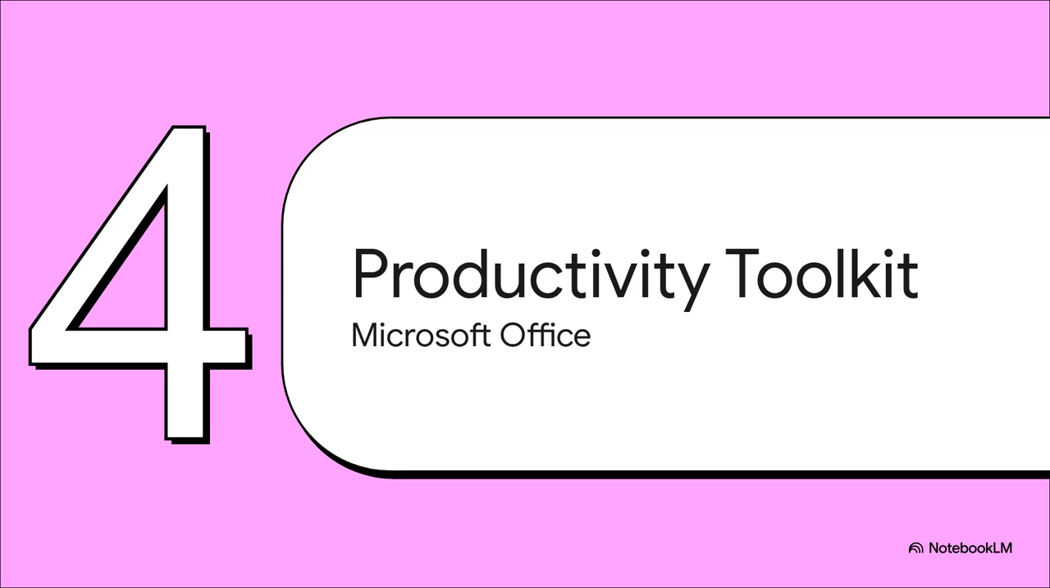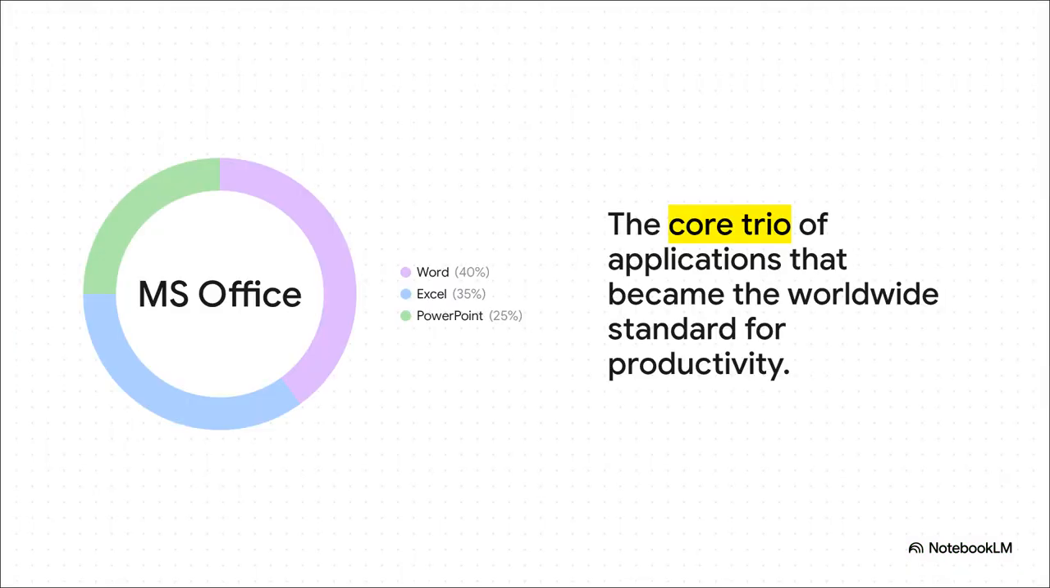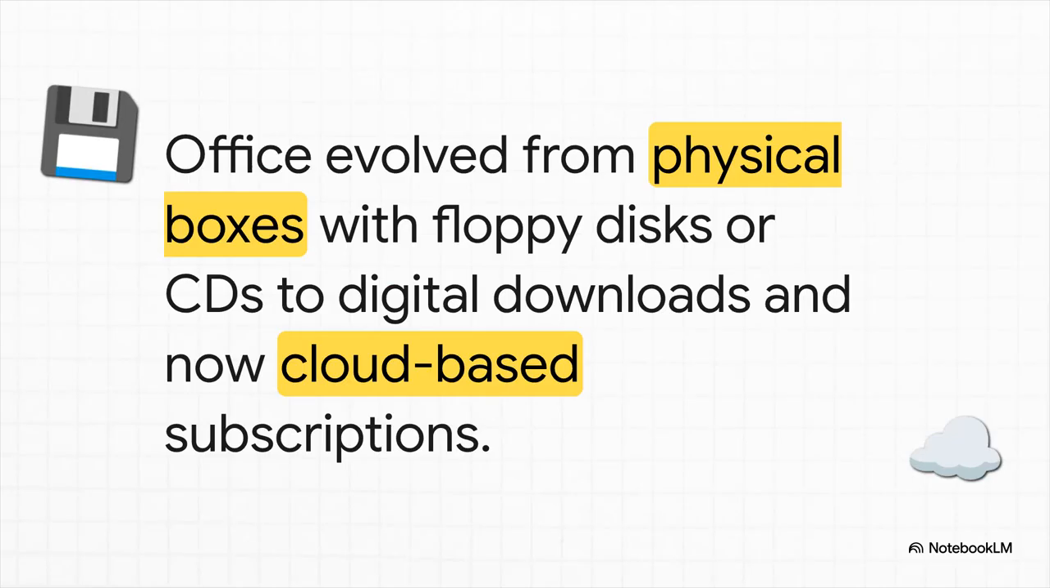Well, that brings us to the ultimate productivity toolkit, Microsoft Office. Now, the Office suite has a ton of tools, but it's always been dominated by this core trio. You've got Word for writing, Excel for crunching numbers, and of course, PowerPoint for presenting ideas. These three programs basically became the global standard for getting work done. And just like Windows itself, the way we get Office has totally transformed. You used to have to go to a store and buy a big box full of CDs, or even floppy disks. Today, it's a cloud-based subscription. And that wasn't just a change in how they delivered it. It was a fundamental shift from owning software to subscribing to a service that's always getting updated.